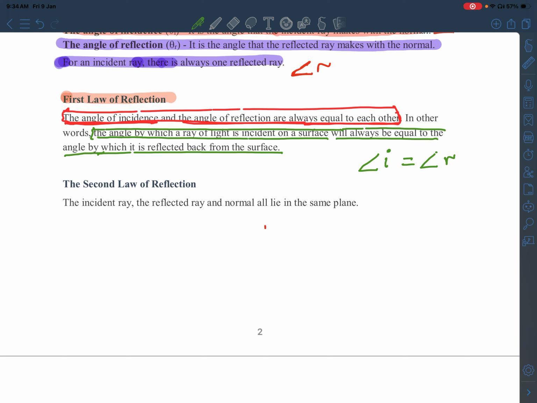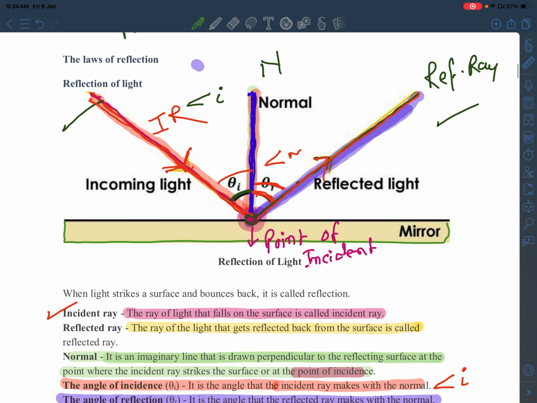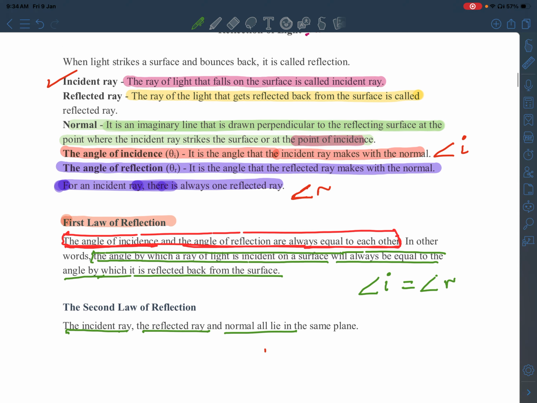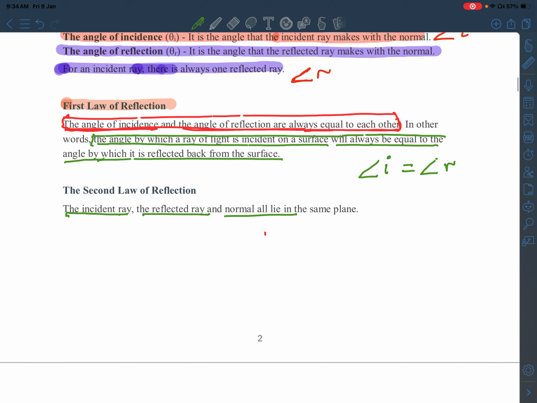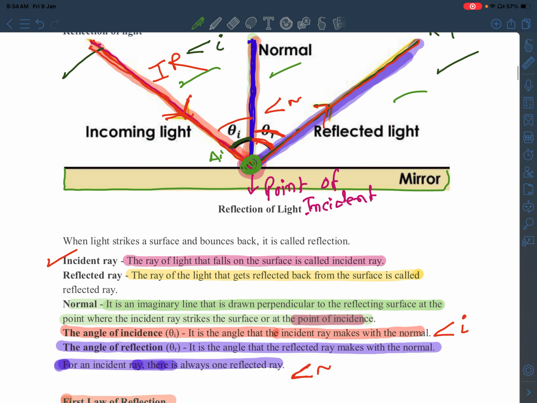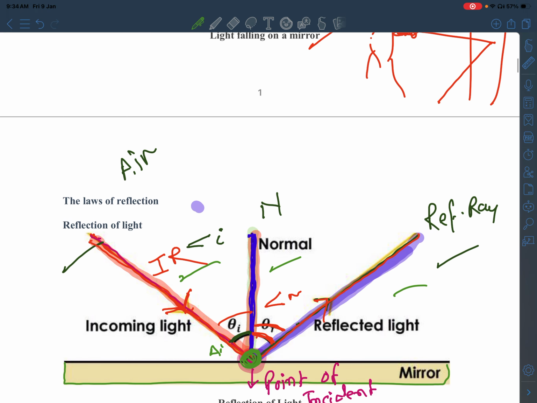Now the second law of reflection states that the incident ray, reflected ray and normal ray all lie in the same plane. Here you can see that the incident ray, normal ray and reflected ray all lie in the same plane, that is air. In air, all these three rays lie together at the point of incident. So I hope you are able to understand how light gets reflected and how light travels.